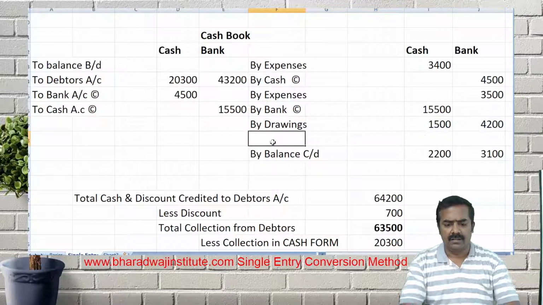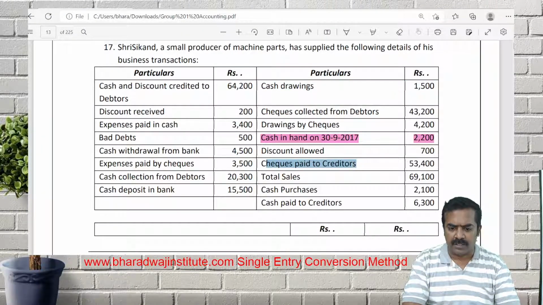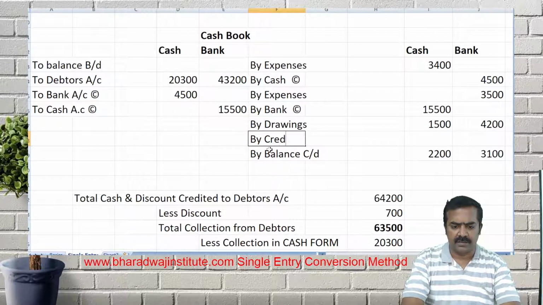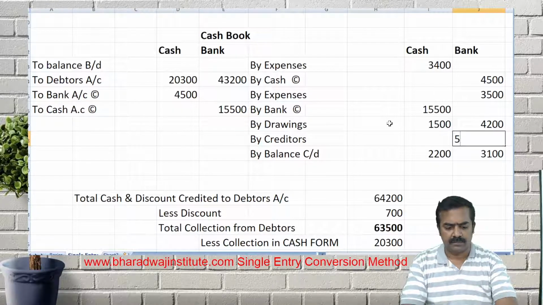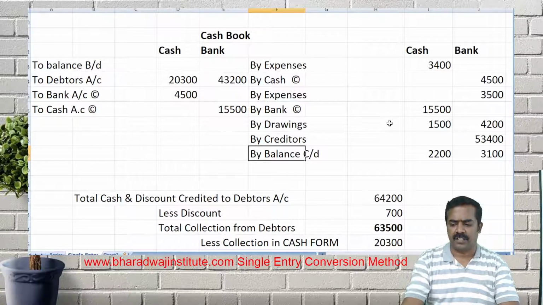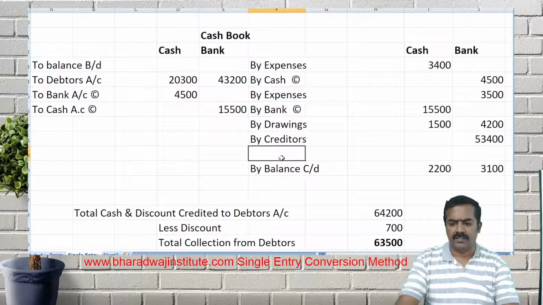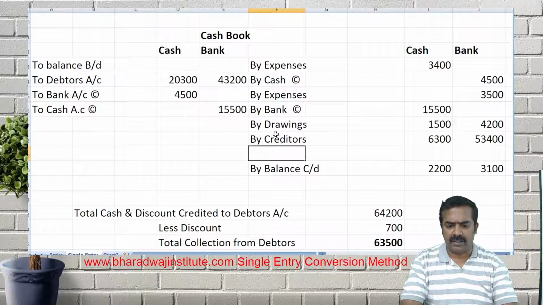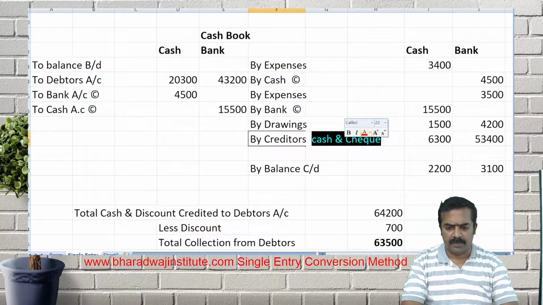Then, by purchases. Checks collected from deposit. By purchase, checks paid to creditors, he has given. Checks paid to creditors. So by creditors, paid by check. How much is paid? 53,400. Anything that we missed out, check. Cross check. Cash paid to creditors? Yes. How much? 6,300. That we can record in the first column. Creditors are paid by both cash as well as what? Check. Drawings are also there in the form of cash as well as check.